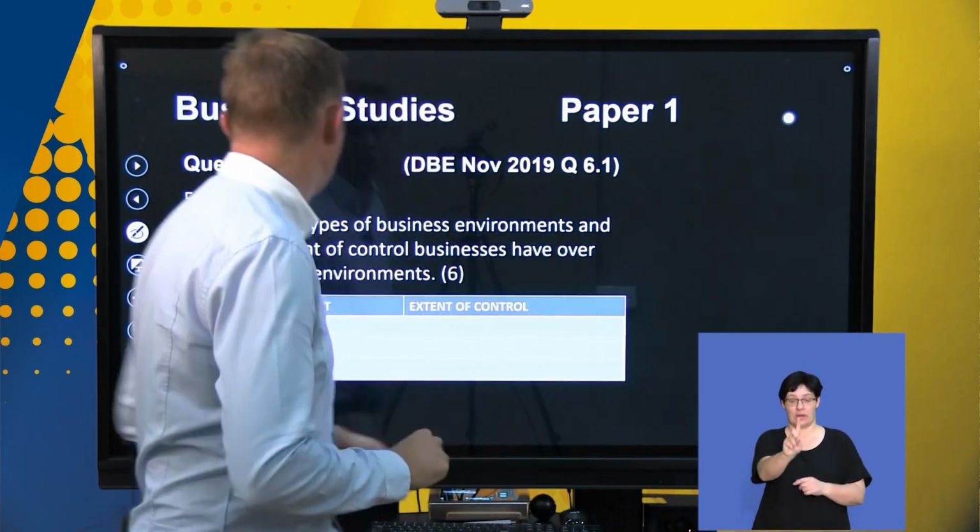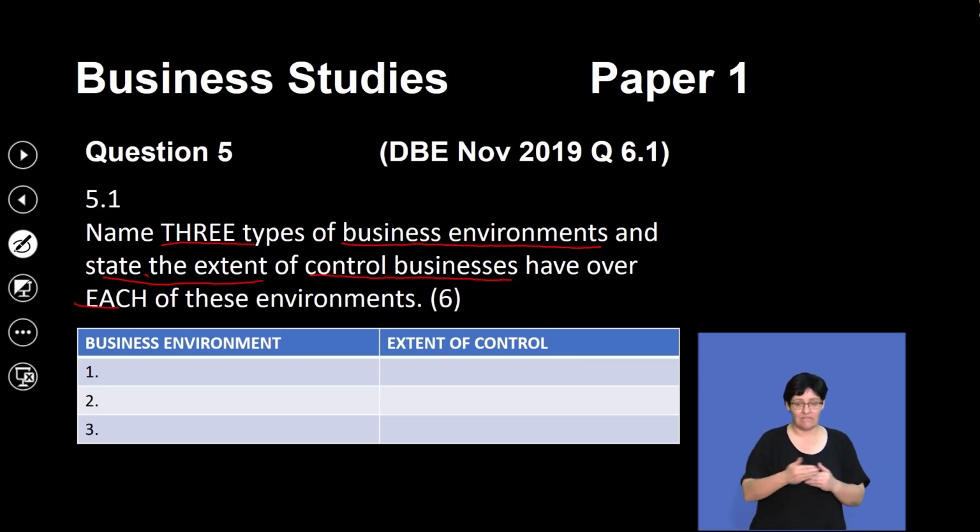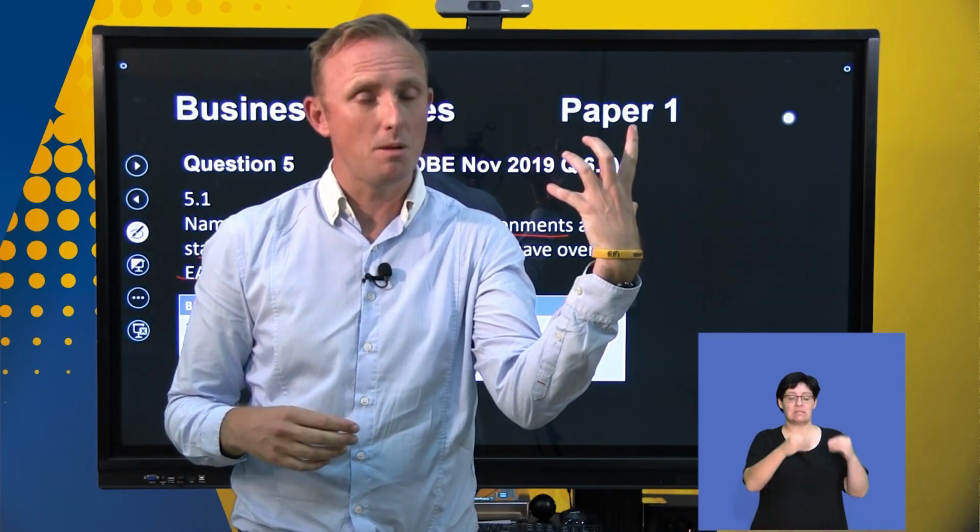Welcome back, Matrix. We're going to be going over some more questions from your paper 1. First question we're going to go over is: name 3 types of business environments and state the extent of control businesses have over each of these environments. Now, this is quite a tricky question, because a lot of you get confused between business environments and business sectors. So you need to make sure that you understand the difference between the two there.